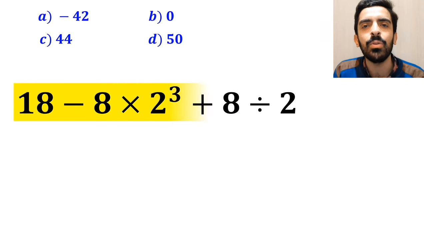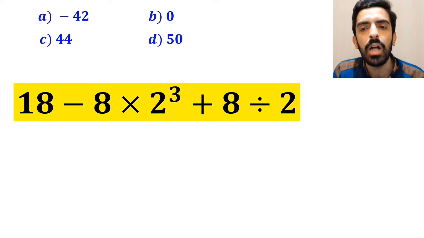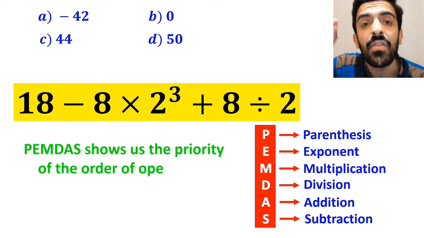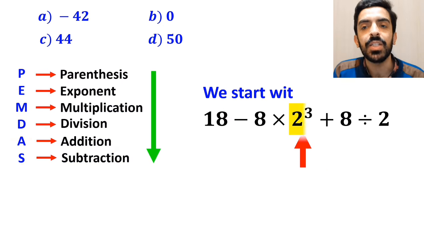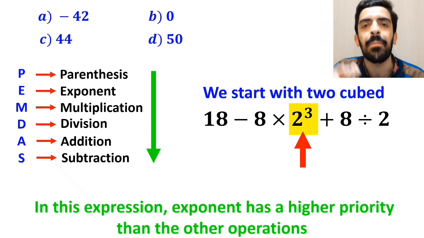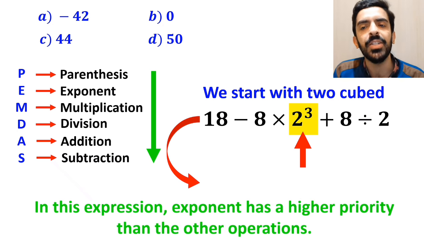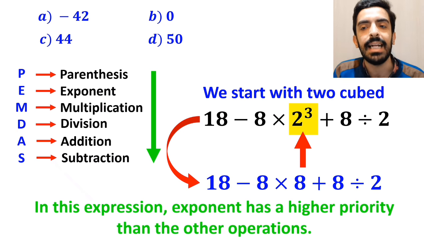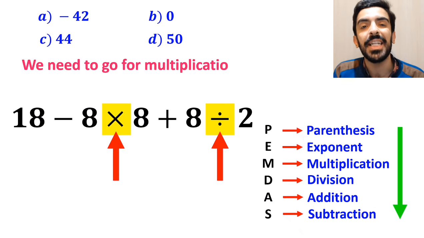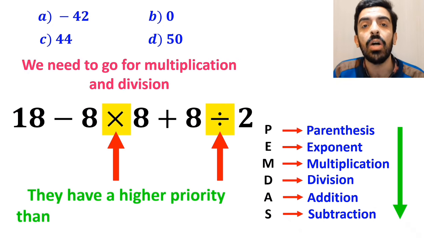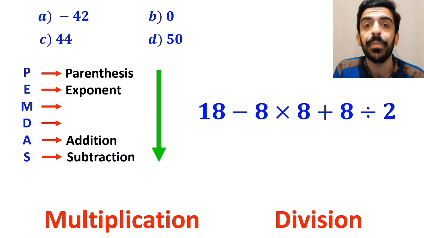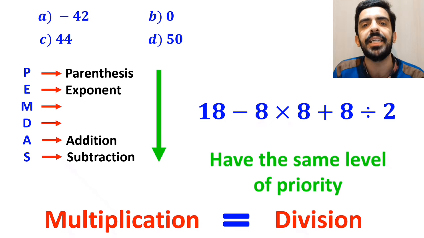Alright, now let me show you how to solve this expression properly. To solve this question, we need to follow the PEMDAS rule. PEMDAS shows us the priority of the order of operations. First we'll start with 2 cubed, because in this expression, exponent has a higher priority than the other operations. So, instead of the original expression, we can write 18 minus 8 times 8 plus 8 divided by 2. And the next step, we need to go for multiplication and division, since they have a higher priority than addition and subtraction. However, it's very important to note that multiplication and division have the same level of priority.